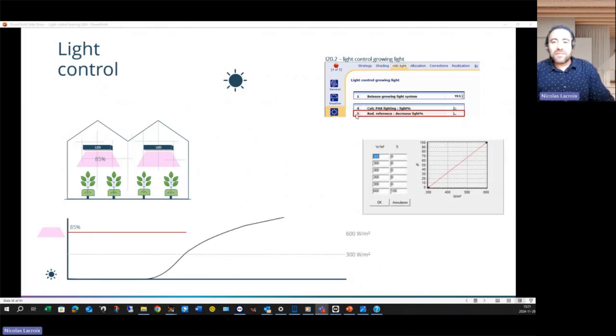But if I fill the line 5 here in I20.2, I can decrease my fixture level according to the outside radiation. In that table now, I set it to start at 300 watt. So below 300 watt, there's no modulation. But as soon as I go above 300 watt per square meter, I begin to dim my light until I reach 600 watt per square meter. Okay, so that will look like that. My light increases here, and then I start to decrease my LED.